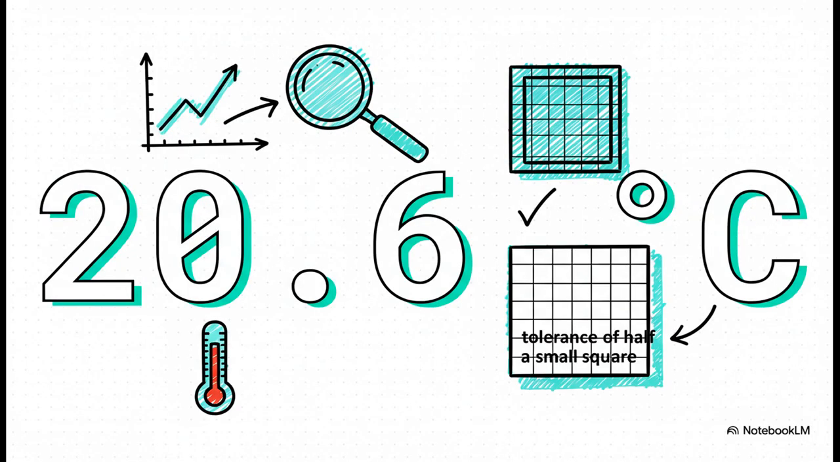And if we follow that line back, we can see it hits the axis at 20.6 degrees Celsius. And don't worry about being absolutely perfect. The mark scheme actually gives you a little bit of wiggle room, usually about half a small square. So as long as your line is straight and you read it carefully, you're going to get that mark.